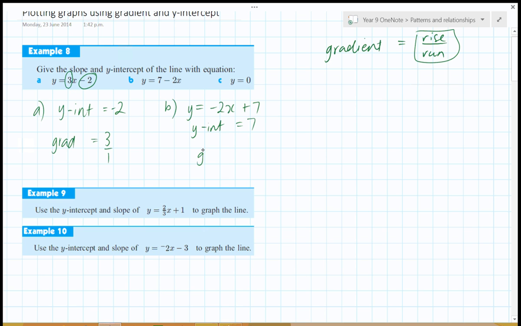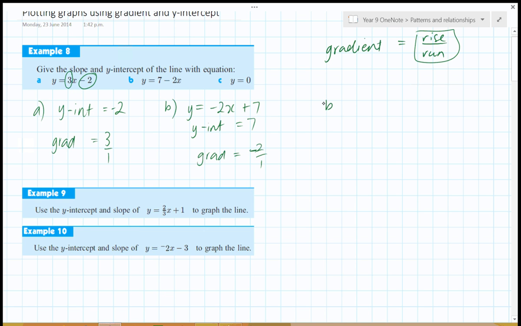And our gradient for this one? Hands up. Flynn? 2. Can we be a bit more specific? Megan? Negative. Okay, we've got to make sure we use that negative. So what do you think negative 2 is going to mean for our gradient, for our rise over our run? Yep, that you go down instead of up. Yeah, we're going to go down 2 and then across 1.